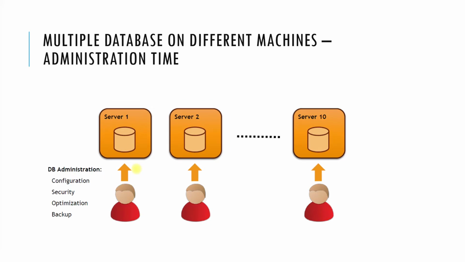Third will be the administration time. Let's say we have 10 servers again. Now we will have to perform the database administration activities, as you all know. We will need to do configuration, manage security, and manage optimization and backup. Let's say we already have 10 DBAs working on this infrastructure. So a lot of DBAs, a lot of DBA hours. Administration time will take a lot of capacity.